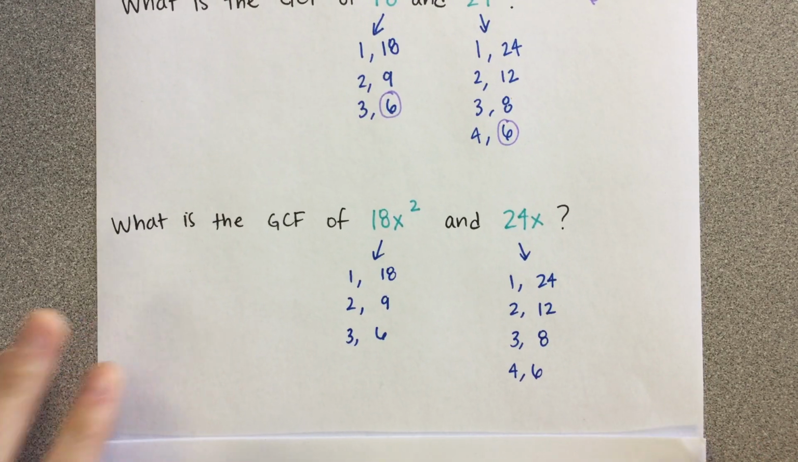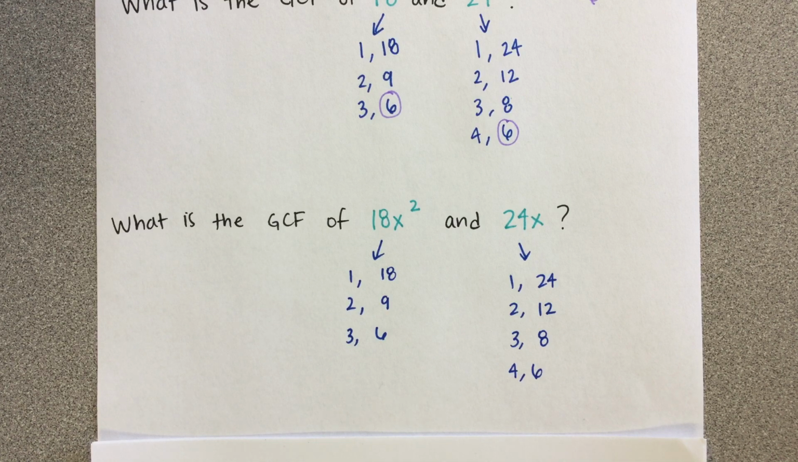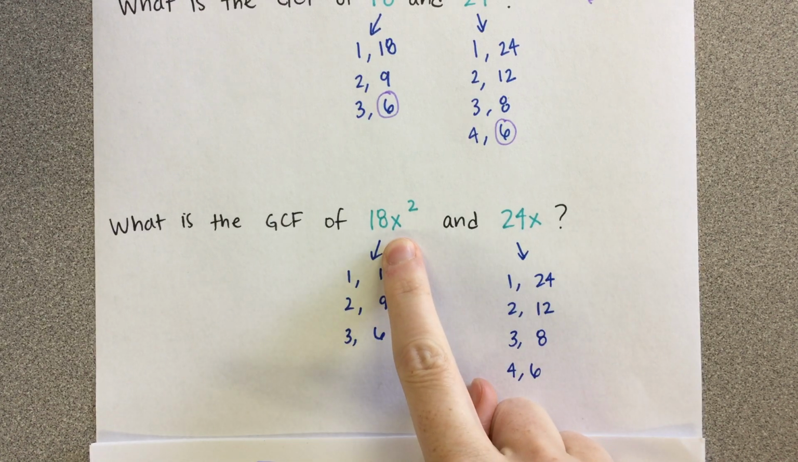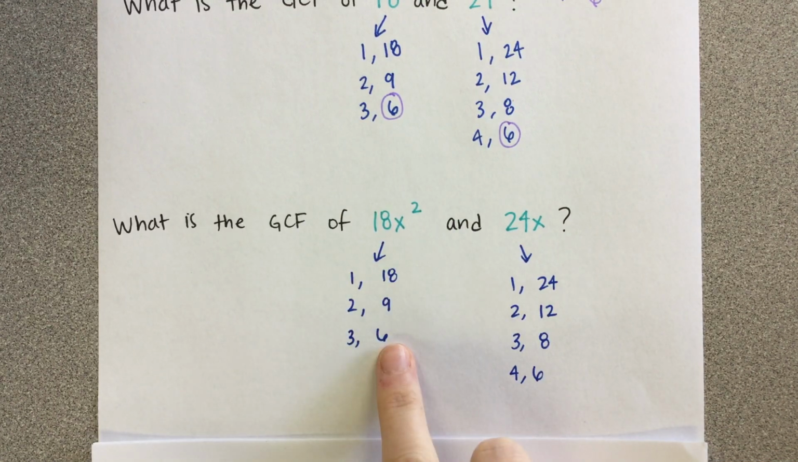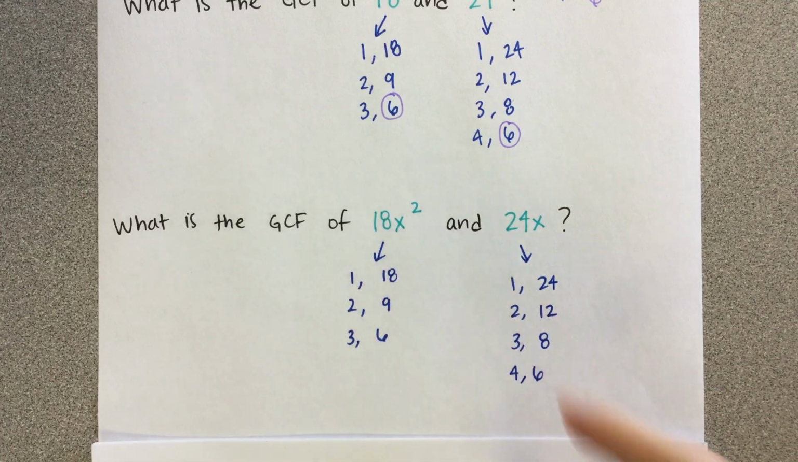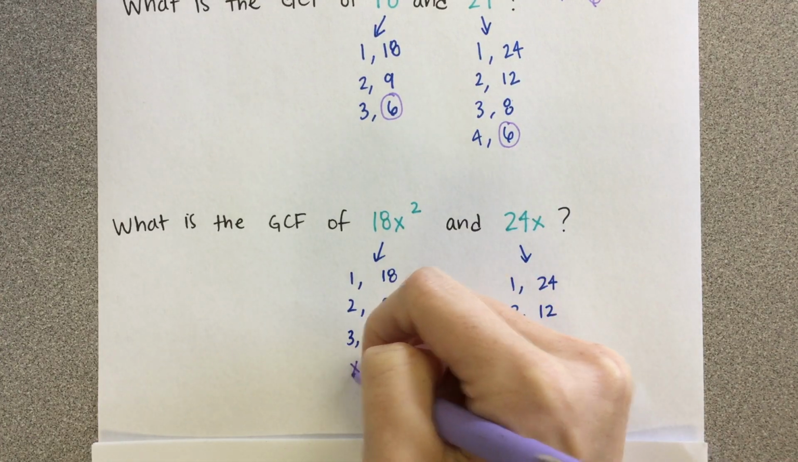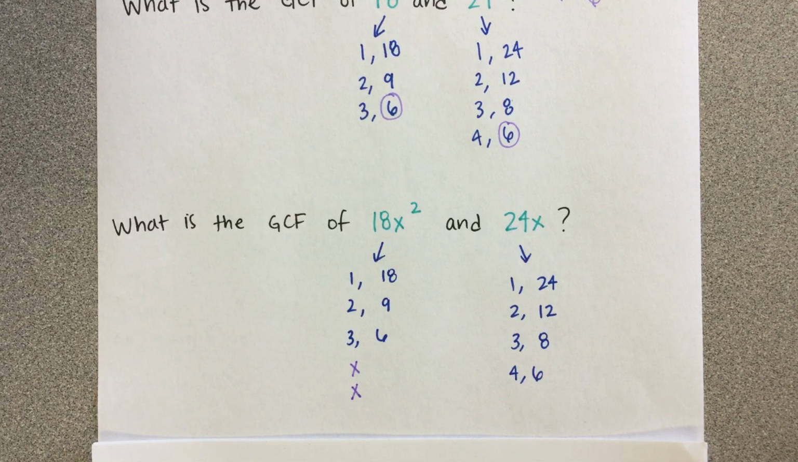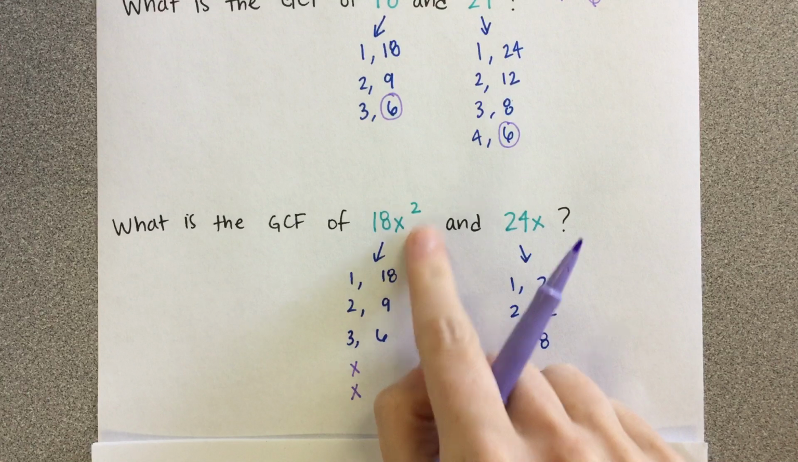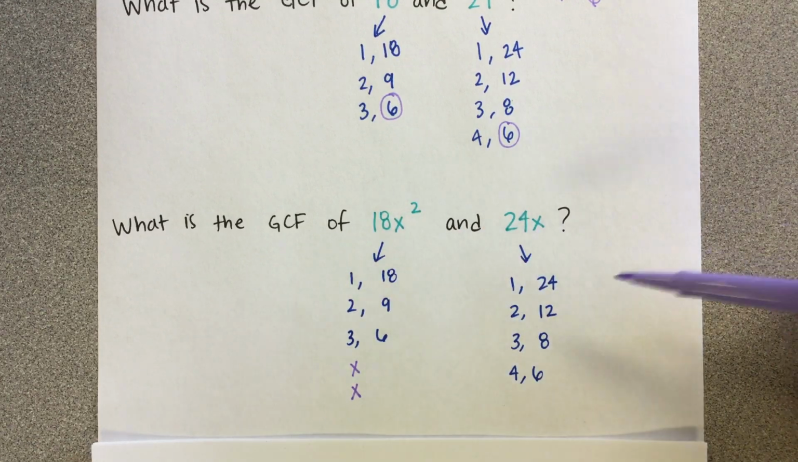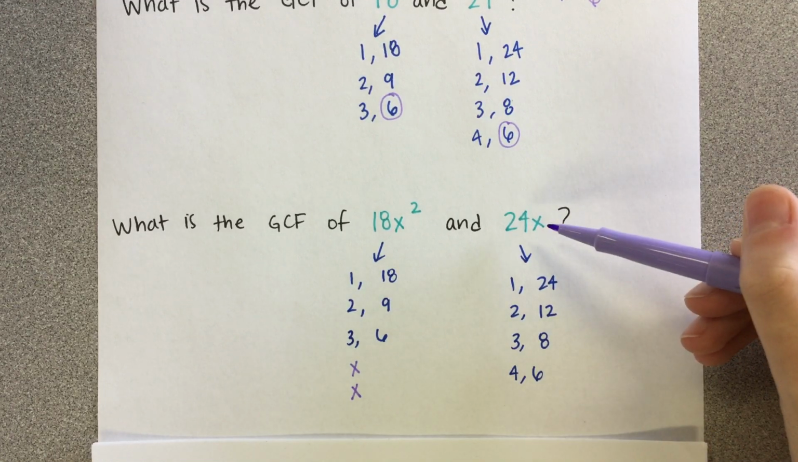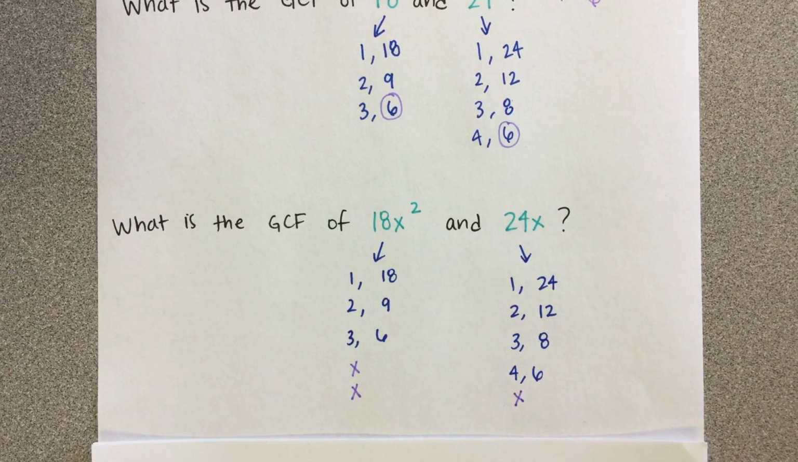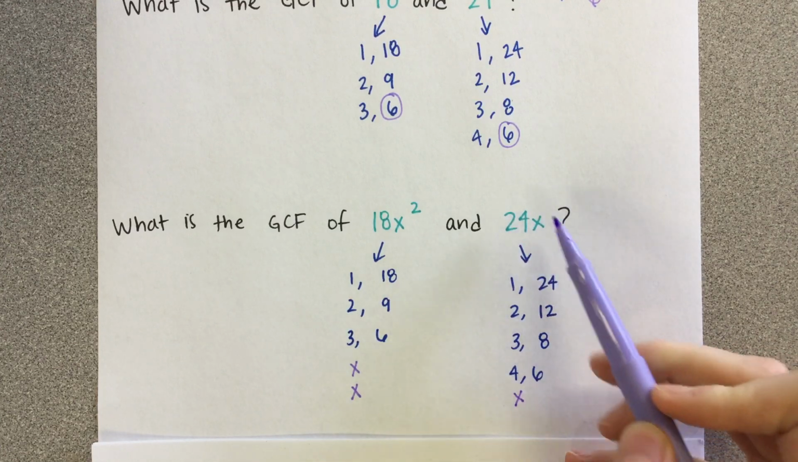But now we have to consider these variables. So x squared, that means x times x, right? So in addition to all these numbers being factors of 18x squared, some additional factors are an x and an x, right? This is x times x, or x squared. These are also factors of this term. For 24, well, we've got our factors of the number 24, and then also another x. That is a factor of this term, 24x.